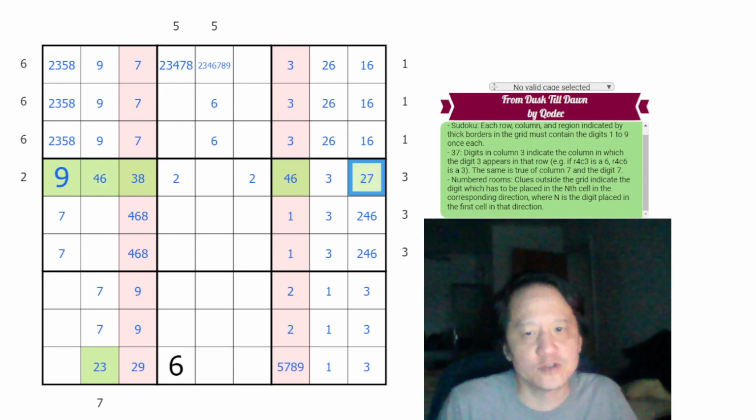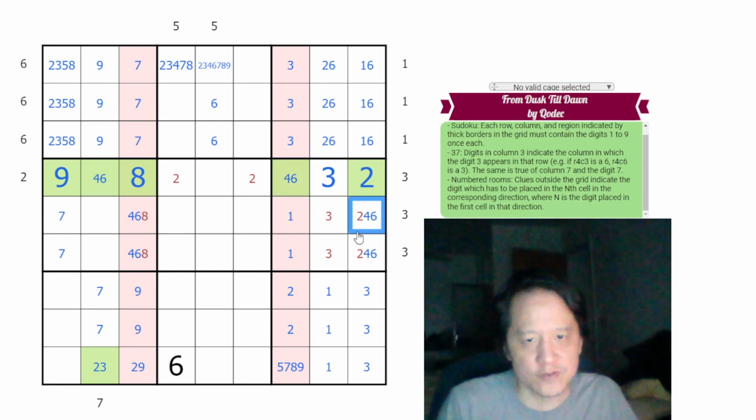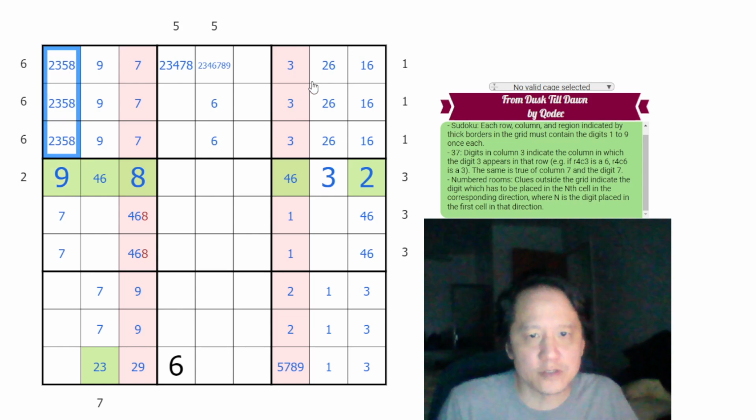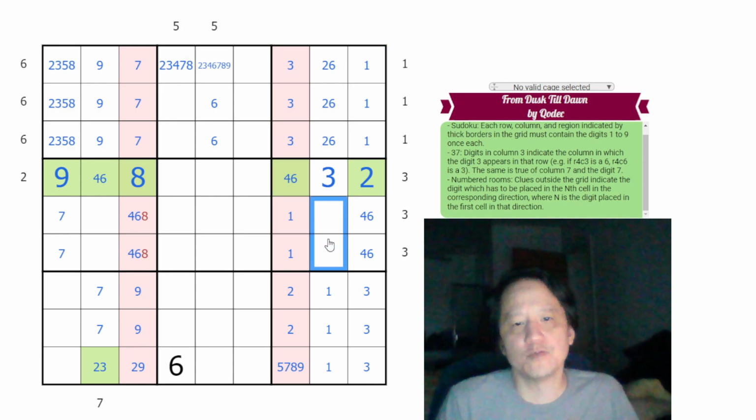This becomes 2, which forces this to be 3. Forces this to be 8. This is 4, 6, 4, 6. So no 2, no 3. This can't be 2. This has to be 8. So the 6 has to be here. This can't be 6. We know the 5 is here because of entropy.